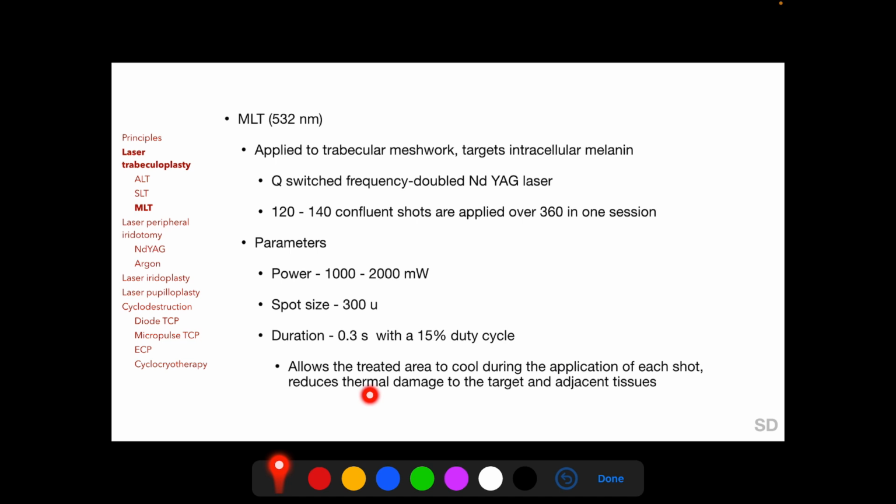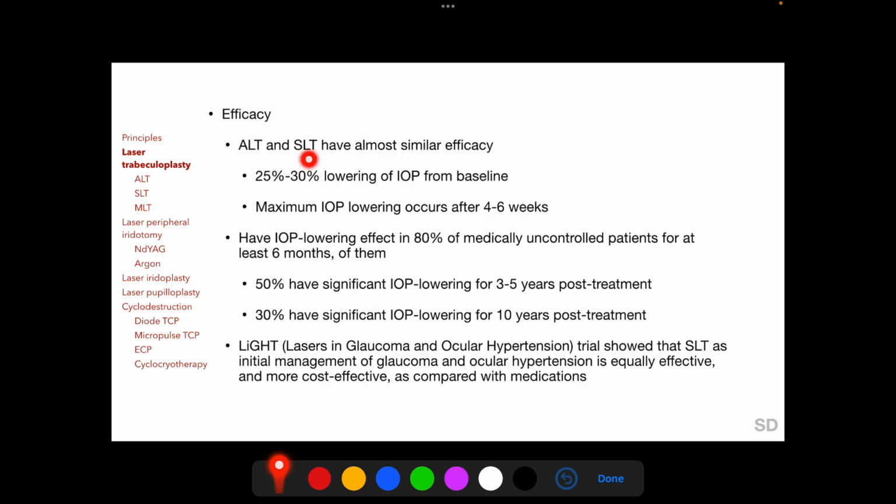and adjacent tissues. ALT and SLT have almost similar efficacy, with 25 to 30% lowering of intraocular pressure from baseline, and maximum IOP lowering occurs after 4 to 6 weeks. But in the long term, the IOP lowering efficacy of LTP declines, with only 50% of treated patients having significant IOP lowering 3 to 5 years after treatment, and only 30% having significant IOP lowering 10 years after treatment.